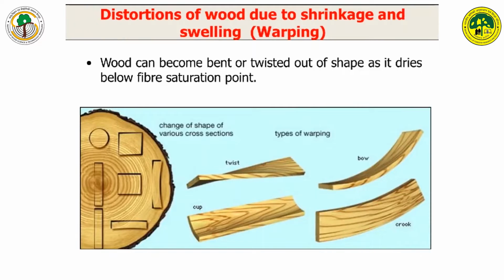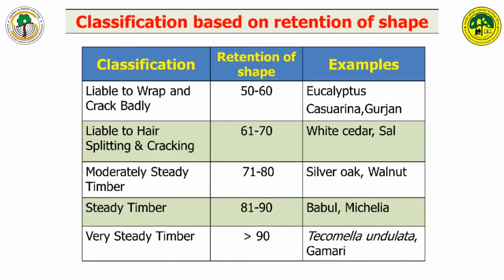This may happen because of the faulty seasoning behavior of the wood. So wood should be seasoned in a proper way. Then only these types of defects can be avoided. Now, based on this shrinkage and swelling behavior, we can calculate what is called the retention of shape index.